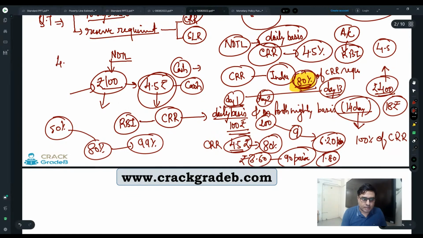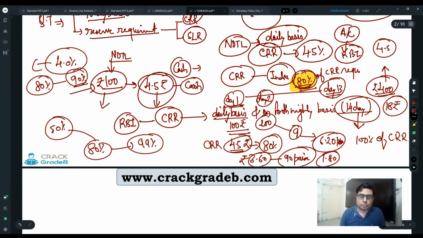So in general, when RBI under the monetary policy takes action, they do not change the reserve requirement, like it was 4%. Generally they do not change the reserve requirement from 4%. What they change is the daily requirement. So it was 4% earlier, they were allowing 80%, maybe they will reduce it and push the banks to maintain how much? 90%.